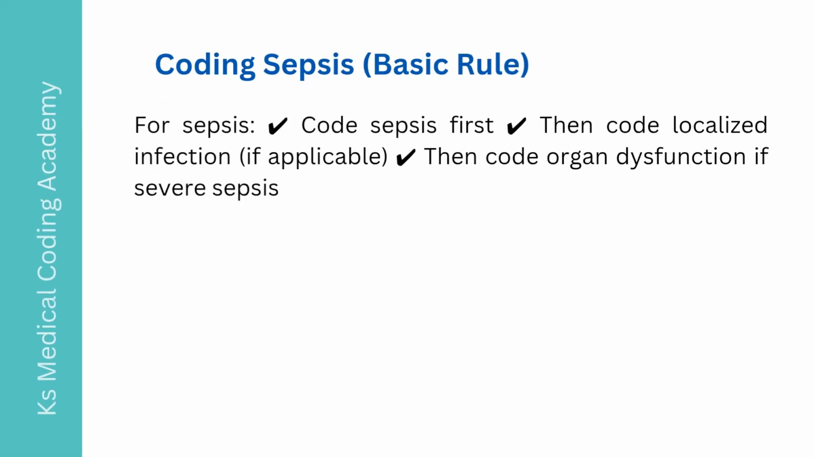Coding sepsis. Basic rule: when sepsis is present, code the sepsis first. If there is a localized infection, code it next. If severe sepsis is present, organ dysfunction codes must also be assigned.